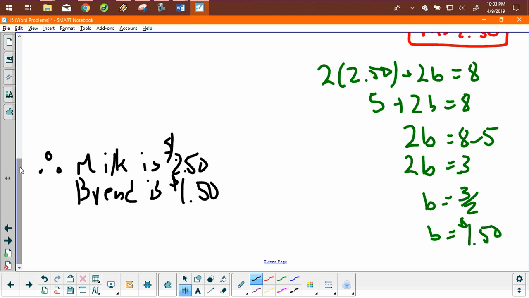Don't forget tomorrow, it's not Friday, but Friday's a PA day, so that means you have a quiz tomorrow. Okay, and all we've really done this week is elimination. So be it just plain questions or word problems, it's going to be all about elimination on tomorrow's quiz.